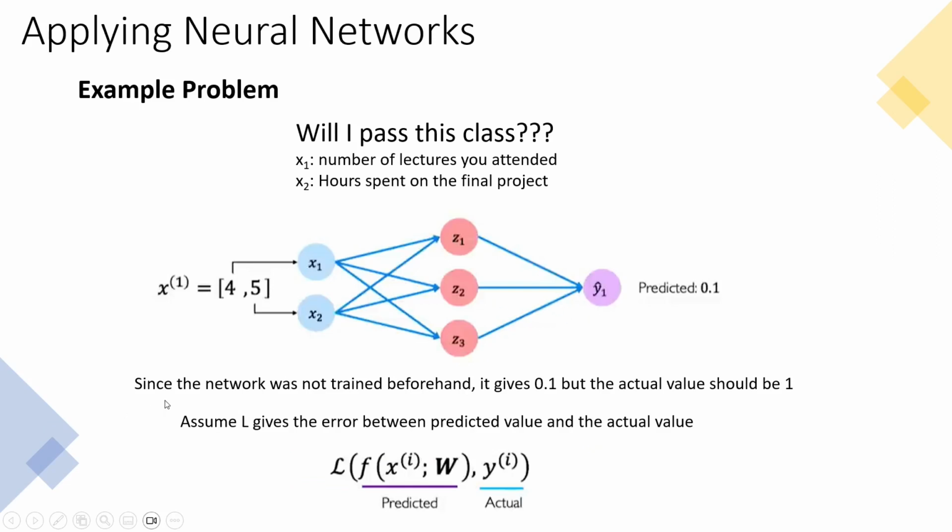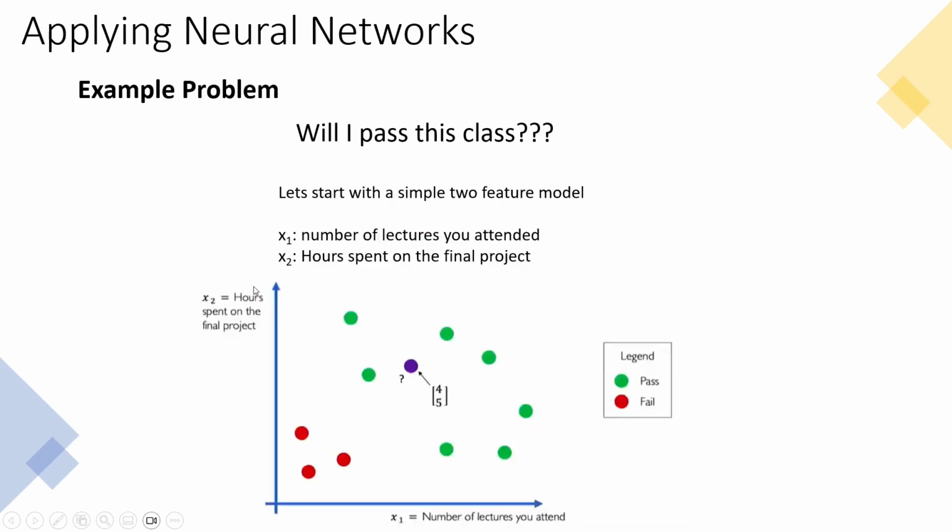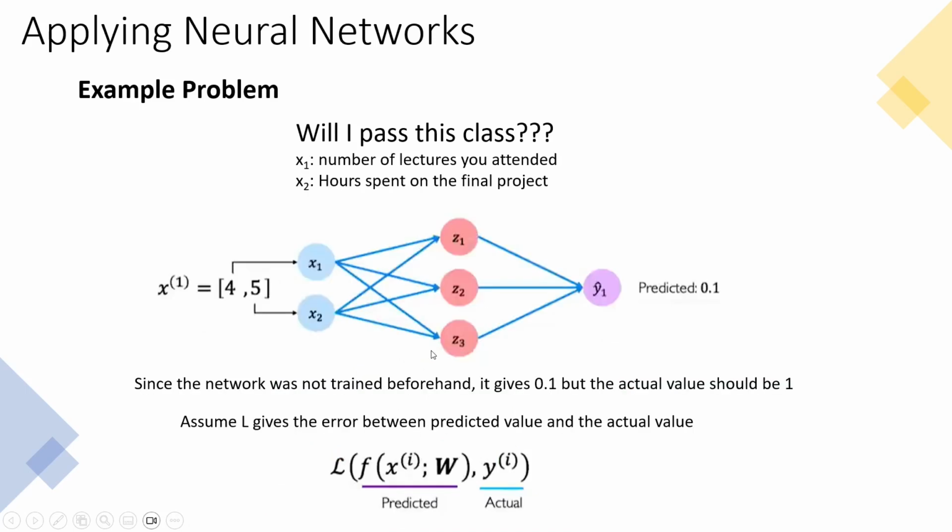and this is going to be our basically the output layer. And since the network was not trained beforehand, assume that it predicts 0.1 for this right over here. Basically, if we see a point here, this student should pass, right? Because that's basically closer to the students that passed the class. But since our network was never trained, it predicted this value as a 0.1. Okay, that means we have some error.